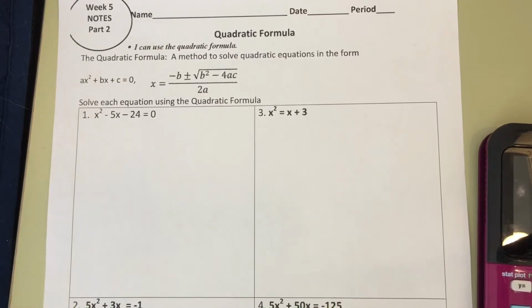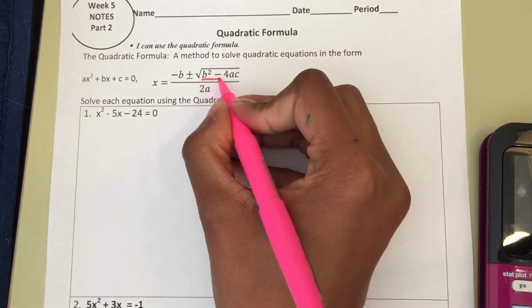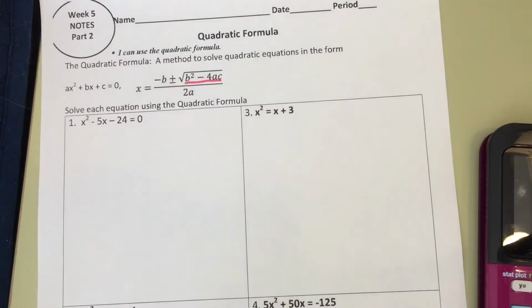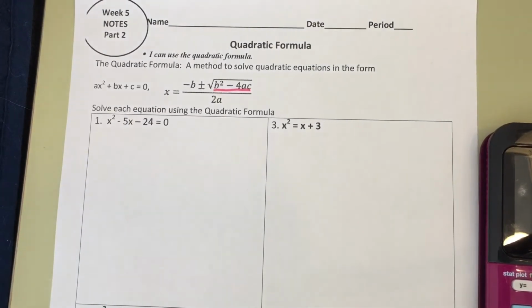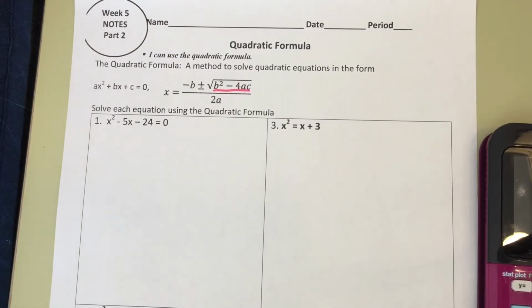Okay, so this is now the part 2 note. So we looked at the discriminant, and if you notice, the discriminant is right here, the b squared minus 4ac. So it is a part of what we're going to do right now with the quadratic formula. What the quadratic formula does is it tells us the actual roots, solutions, x-intercepts to a problem.